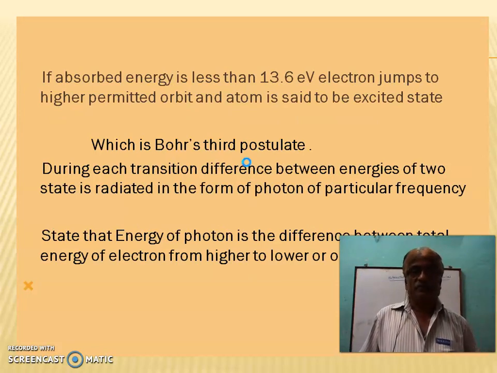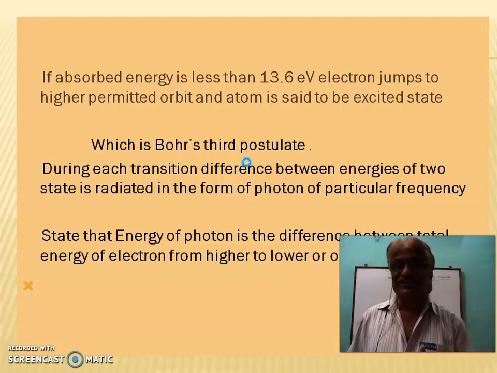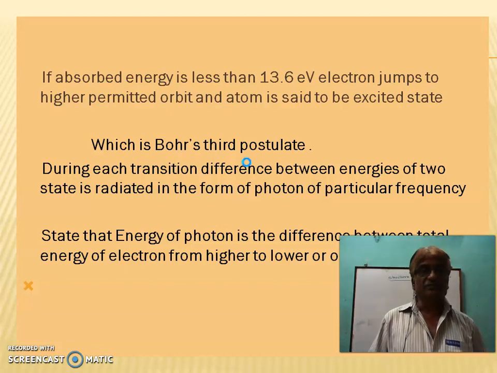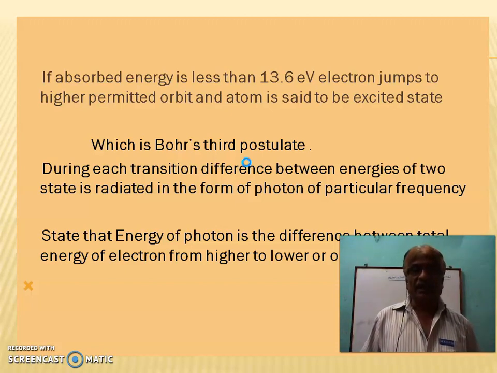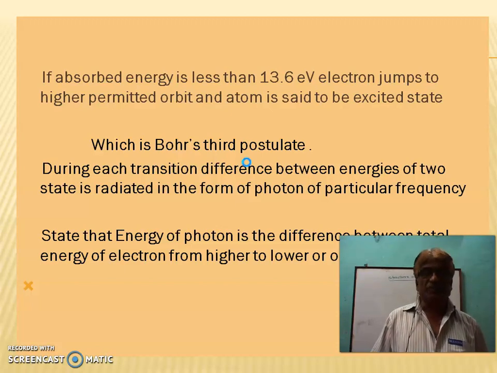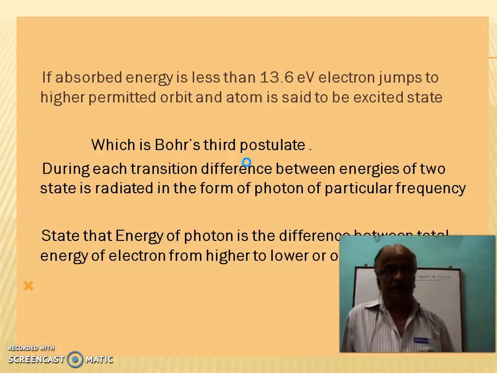If the absorbed energy is less than 13.6 electron volt, the electron jumps to a higher permitted orbit and the atom is said to be in an excited state. This proves Bohr's third postulate.